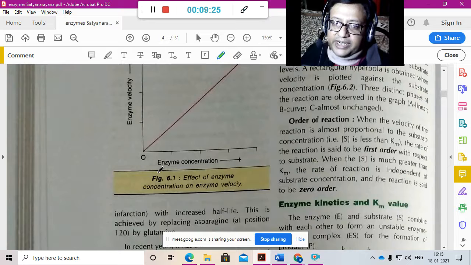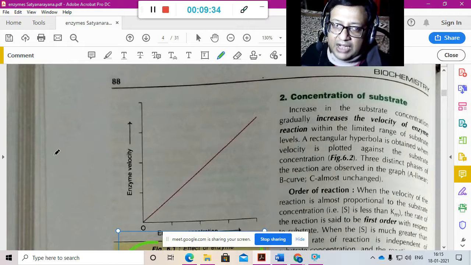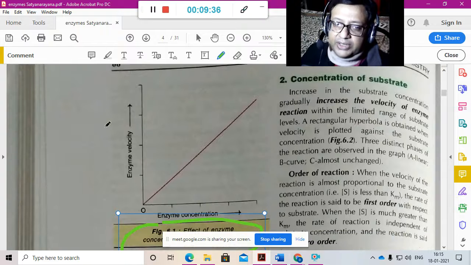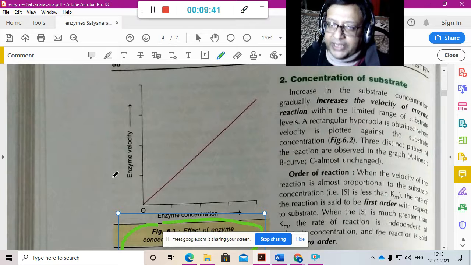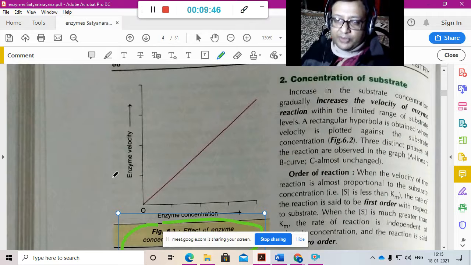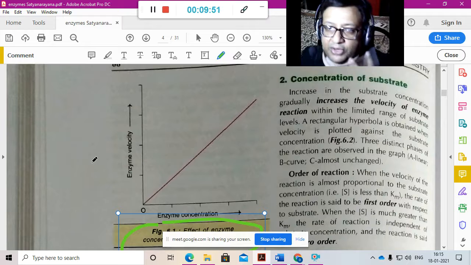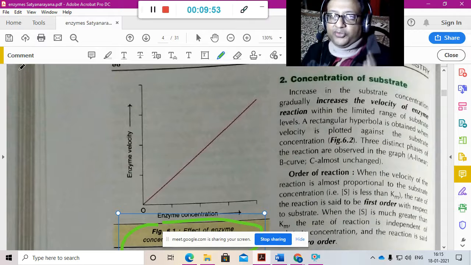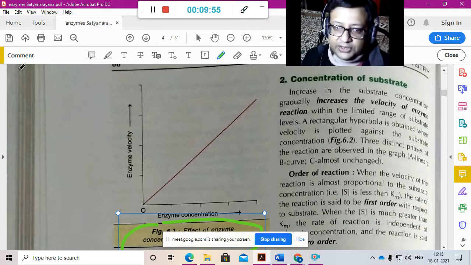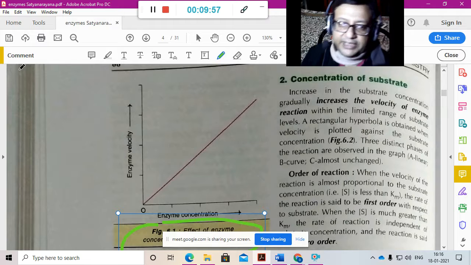Now, the next thing which you study is the effect of enzyme concentration on enzyme velocity. So for a reaction A to B, how fast A is becoming B, your enzyme velocity is measured as the amount of product formed per unit time, not the distance covered in unit time, or the amount of substrate which disappears to form product per unit time.